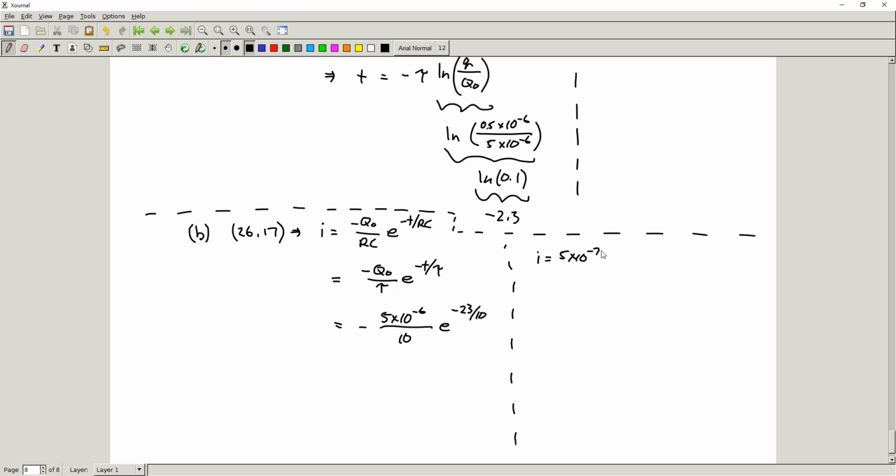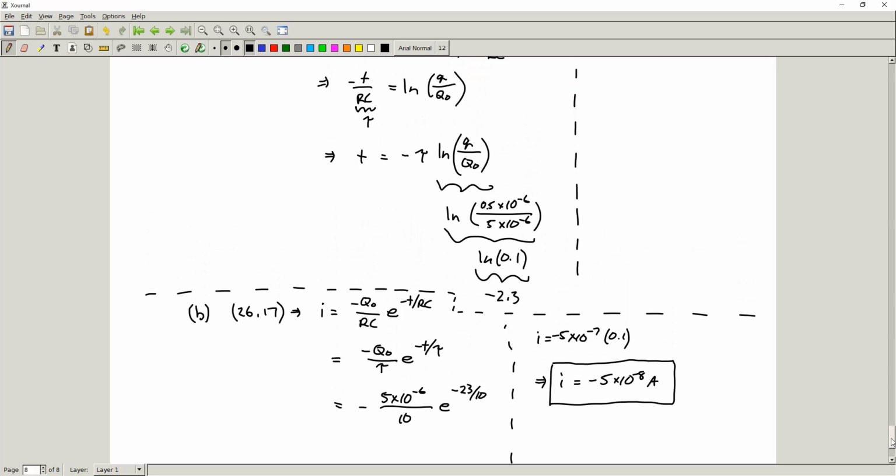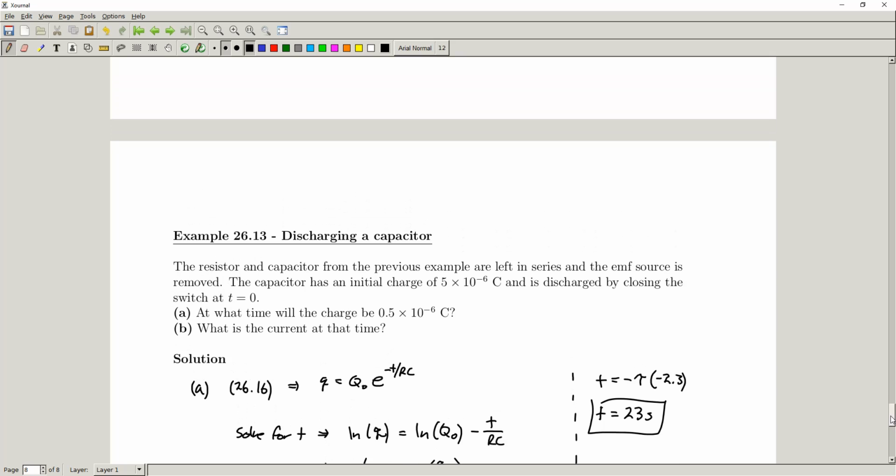If you do e to the minus 2.3 in a calculator, you will find 0.1. If you do that calculation, you'll find an I equal to, oh, and I'm missing a minus sign. There should be a minus sign here. We're going to end up with minus 5 times 10 to the minus 8 amps. So that is the current in our circuit as it continues to discharge at that moment, at t equals 23 seconds.